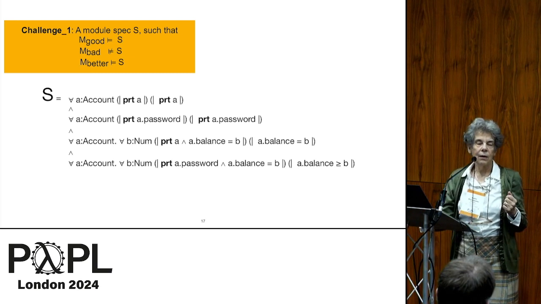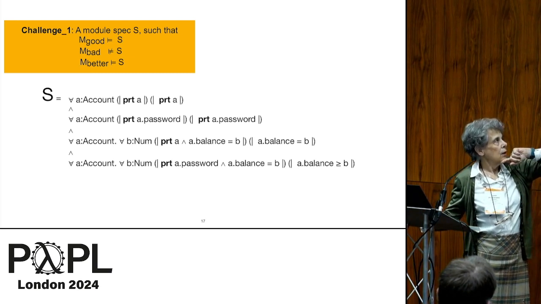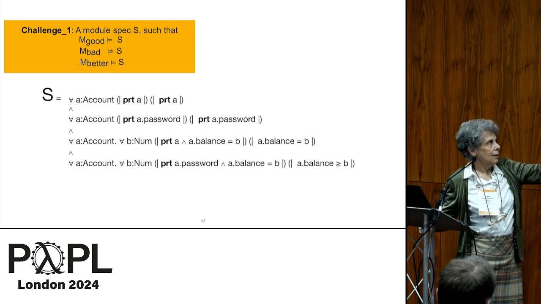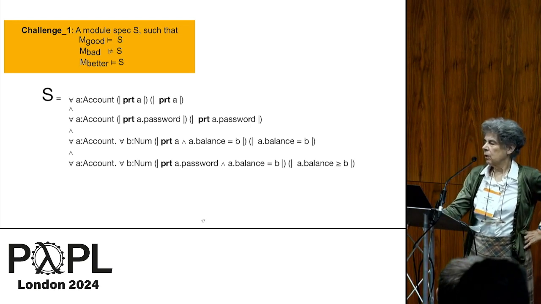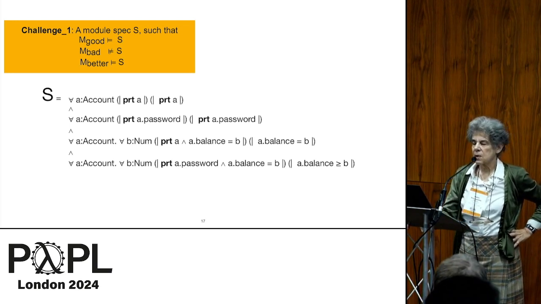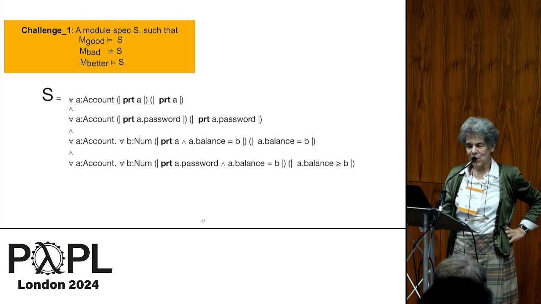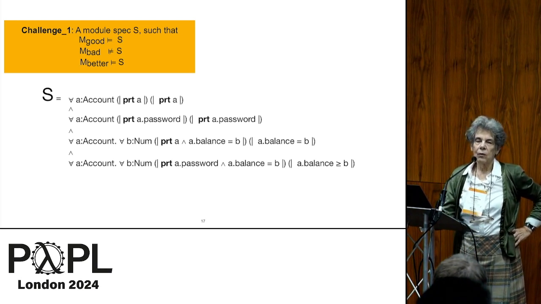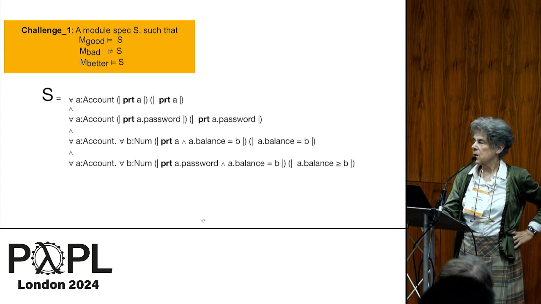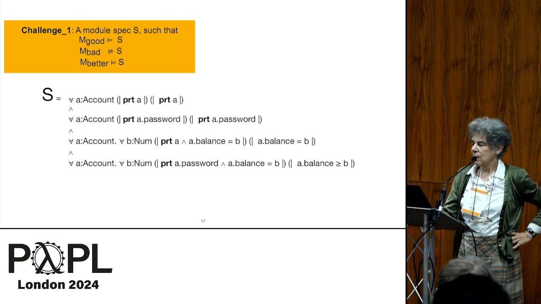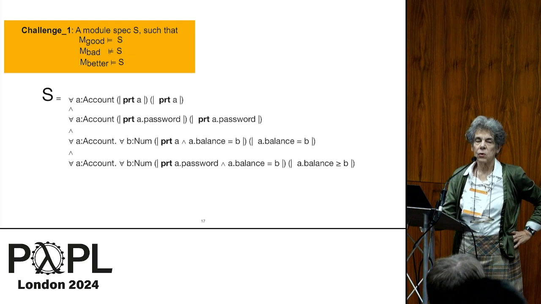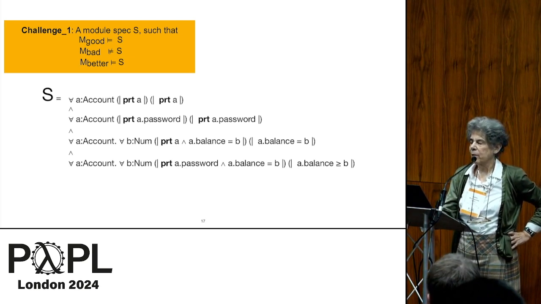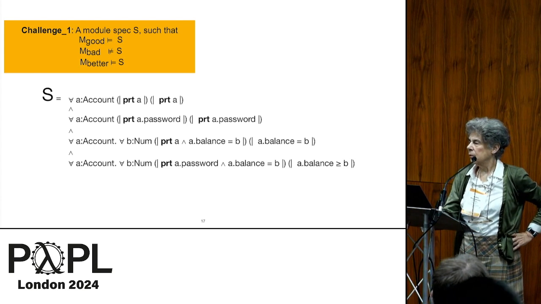If I look at a possible specification for the good module and the bad module, I have got it here. The first line says that if an account is protected, it remains protected. The second says if the password is protected, then it remains protected. The third says that if the account is protected and the balance has got a certain value, then in the future it will always have the same value. And the last says that if the password is protected and the balance has got a certain value, then in the future it will have a value that is greater or equal to the current value.